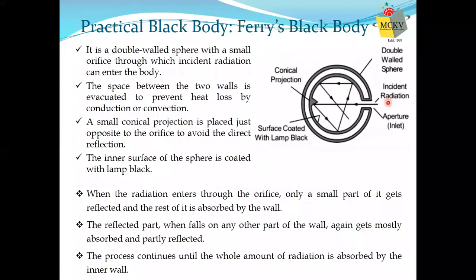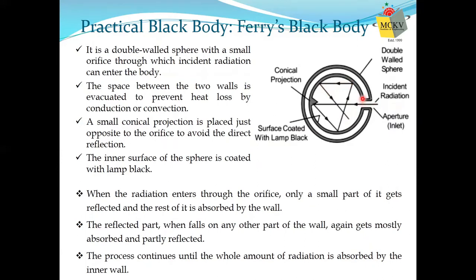So when any radiation enters through the orifice and is incident on a part of that wall, then the maximum amount of radiant energy is absorbed by the lamp black present at that portion, and a very small portion is actually reflected. And when that reflected light is incident on any other part of that wall, then again the maximum energy will be absorbed and a small part will be reflected. The process will continue until the whole amount of energy is absorbed by that body. Therefore, if an observer is watching the process from outside, for that observer, whatever amount of radiation is incident on that Ferry's black body through this orifice never comes back.